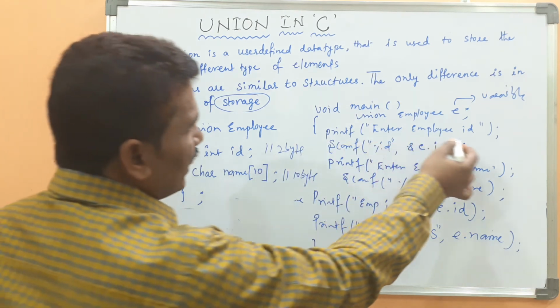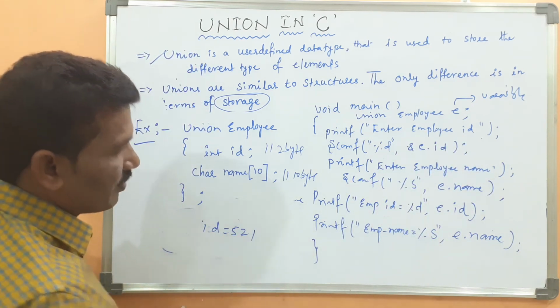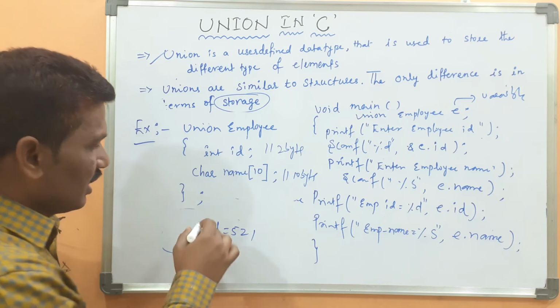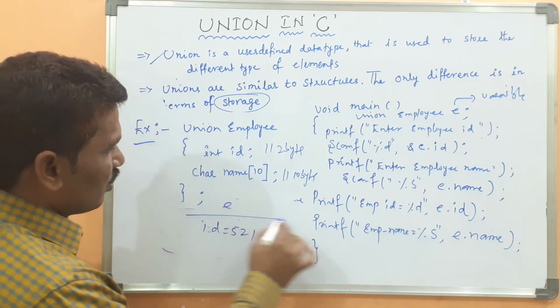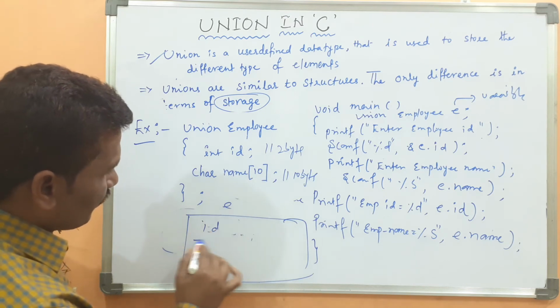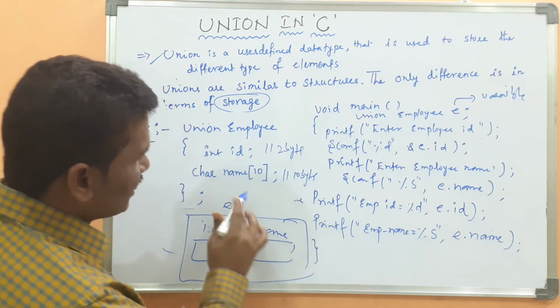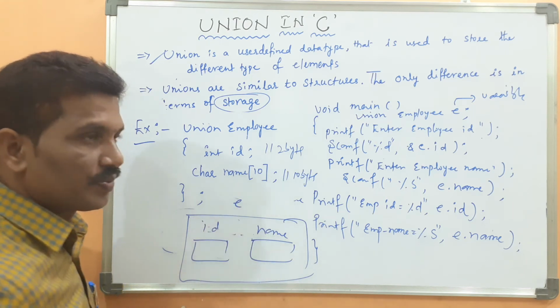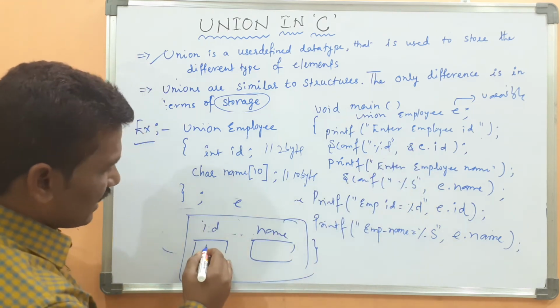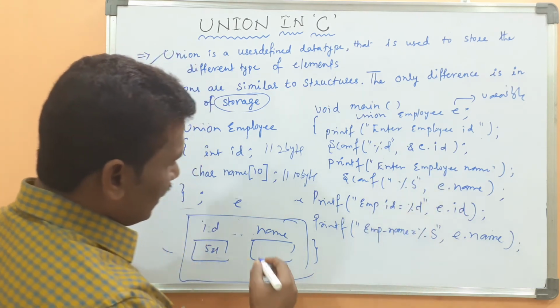For example, enter the employee ID. What ID is given? 521. The 521 will be stored in E dot ID, because the structure variable is E. What is the ID given? For example, 521 is given. Then the employee name is Anurag.